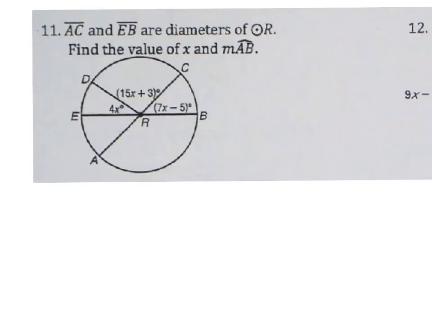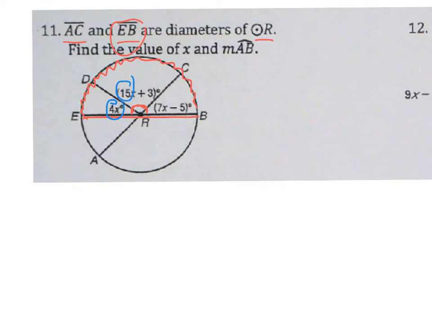Now, for this next problem, in circle R, they specifically state that these two segments, AC and EB, are diameters. So I'm going to focus on segment EB. If this is a diameter, that means that this right here is a semicircle, and all three of these angles in here have to add up to 180. So I'm going to start to set up my equation. I'm going to add all three of these up.